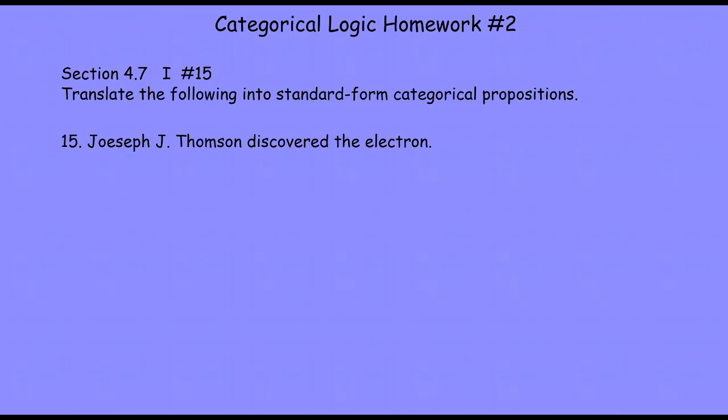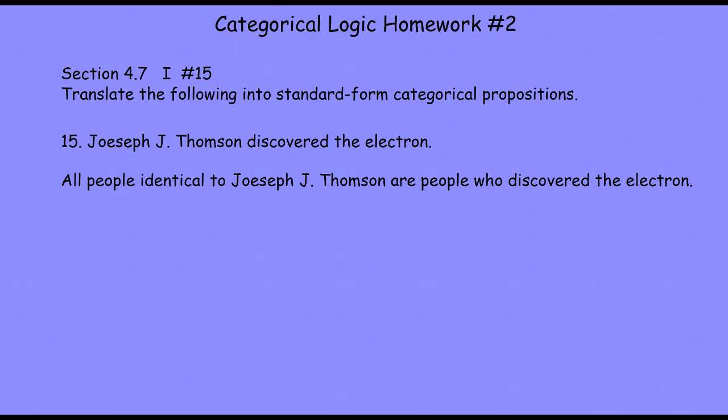We'll then fold our non-standard verb, discovered, into a description of our predicate class. And that'll give us something like the following. All people identical to Joseph J. Thomson, universal quantifier, subject term, picks out a class of things, are, copula consistent with our quantifier, people who discovered the electron. We fold that non-standard verb into our predicate term. Our predicate term needs to be a class of things, and so we introduce people who discovered the electron as our class of things.